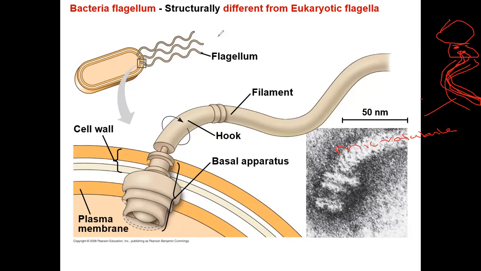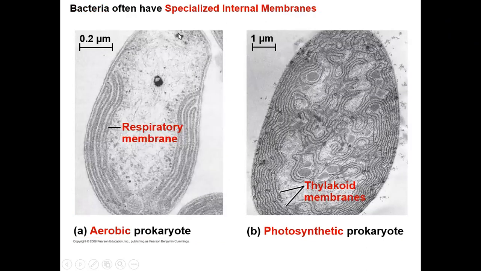So moving to the next. Bacteria often have specialized internal membranes. If you are looking at an aerobic prokaryote, you can see a respiratory membrane present inside the bacterial body. So specialized internal membranes are also present in bacteria. In the case of a photosynthetic prokaryote, which can trap sunlight, synthesize its own food and release oxygen, such organisms will have thylakoid membranes present inside the body.